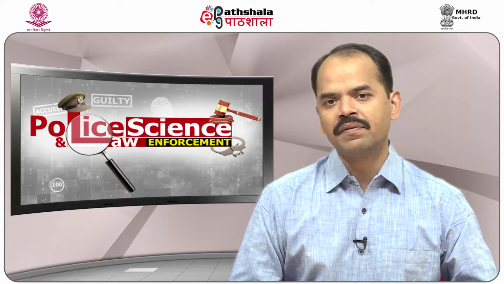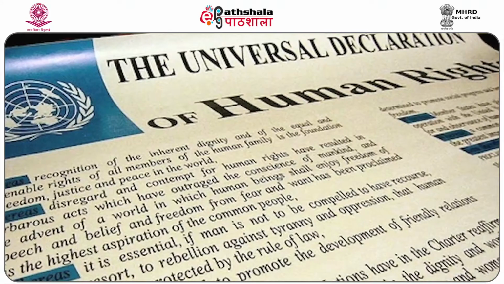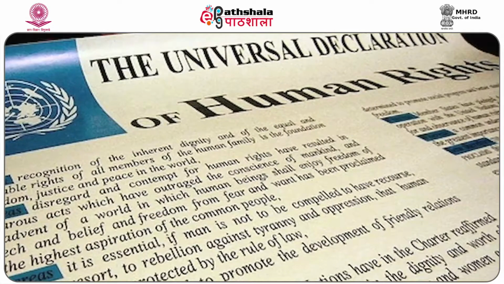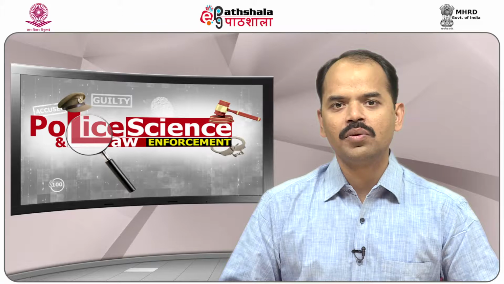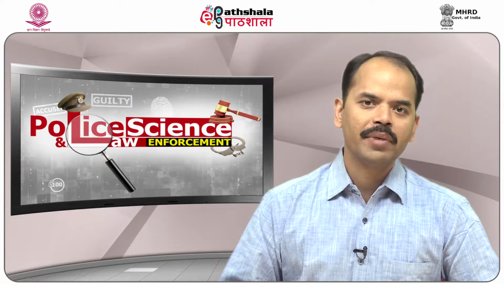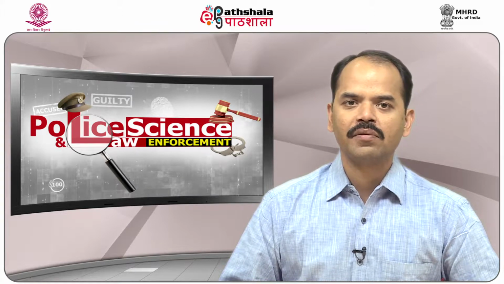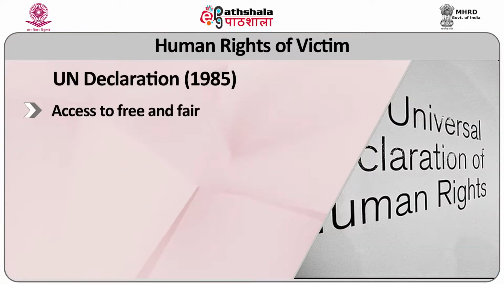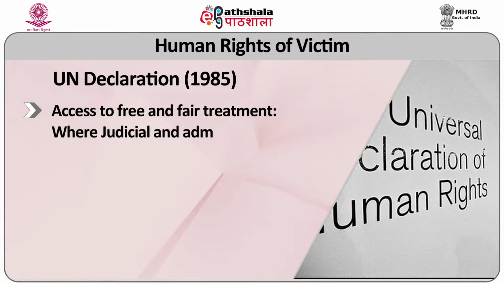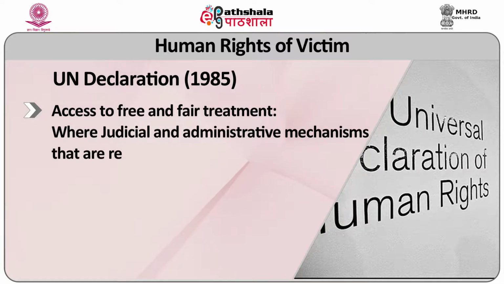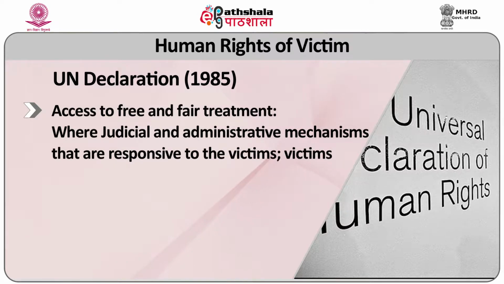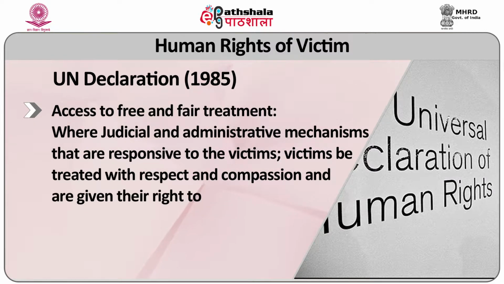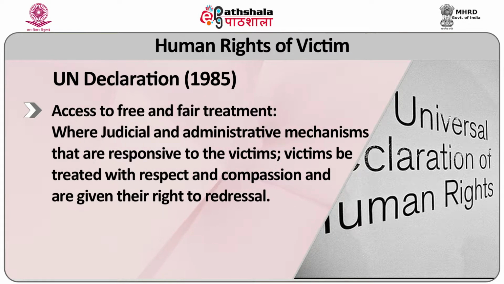Now, human rights of different sections of public. Now, human rights of victim. In 1985, the UN Declaration recognizes 4 basic rights of victim in the UN General Assembly document Basic Principles of Justice for Victims of Crime and Abuse of Power, which are access to free and fair treatment, where judicial and administrative mechanisms are responsive to the victims. Victims be treated with respect and compassion and are given their right to redressal.